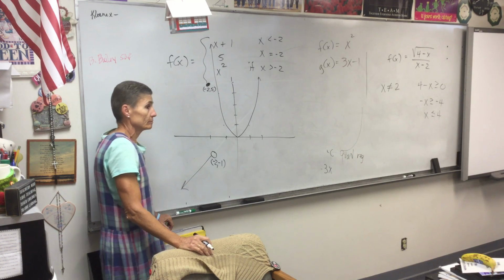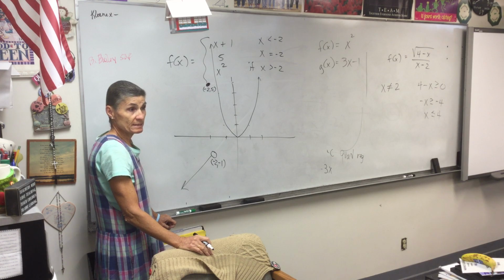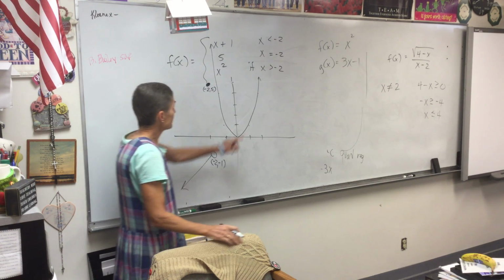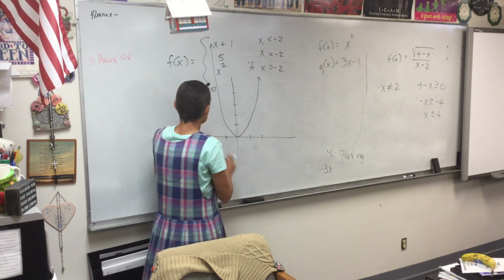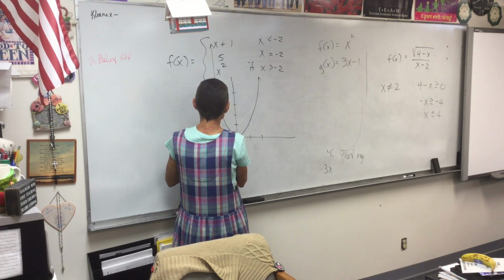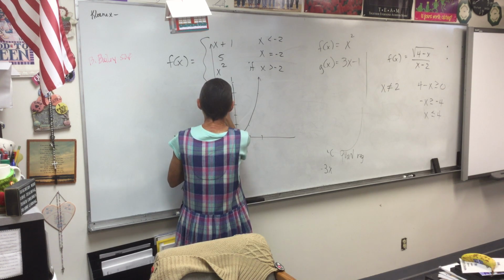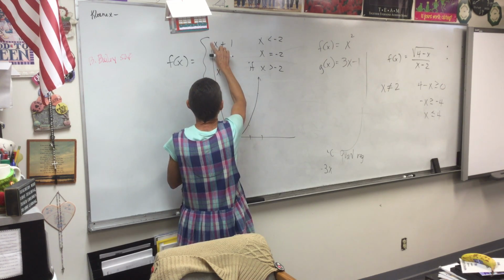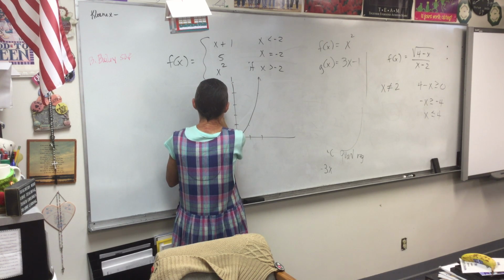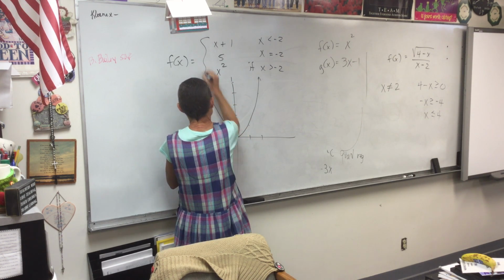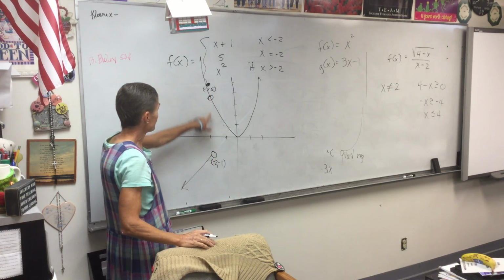There it is. Do I want the whole thing? No, I want a piece of it. And what piece do I want? The piece that starts at -2. So -2 will come up at, oh, well, my picture's not very good because it's supposed to come up at 4, isn't it? So it comes right here. There's -2 comma 4.